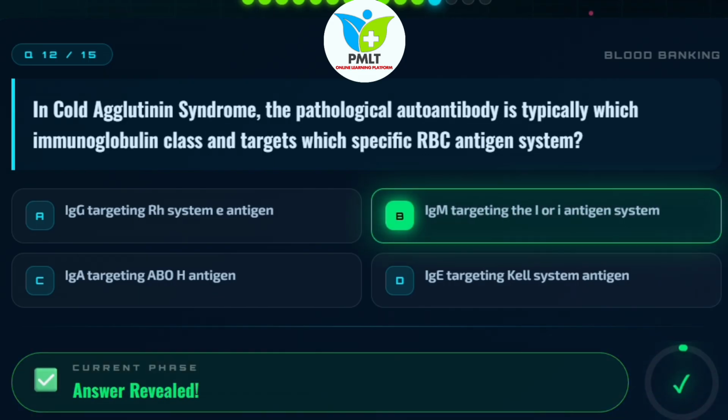Correct answer is B. IgM targeting the I or i antigen system. Cold agglutinins are characteristically IgM antibodies targeting the I antigen in adults or the i antigen in neonates. They activate complement at cold temperatures of 4 degrees Celsius. Mycoplasma pneumoniae infection classically produces anti-I cold agglutinins.